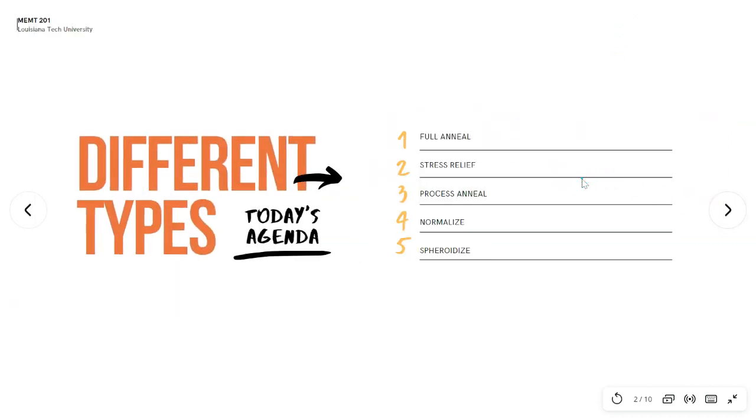In most cases, annealing is used to reverse the effects of work hardening and can help achieve desirable properties. The 5 different types we're going to look into are full anneal, stress relief, process anneal, normalize, and spheroidize.